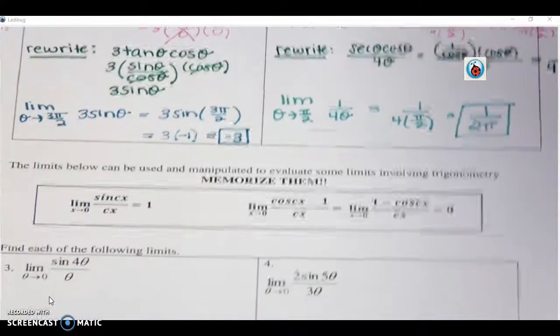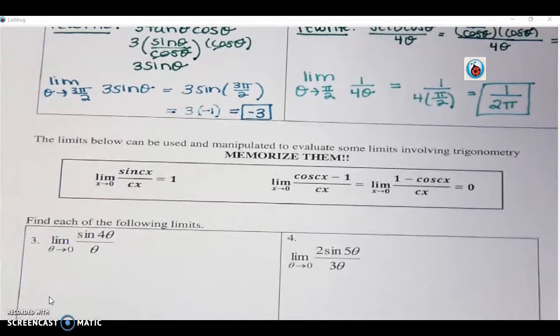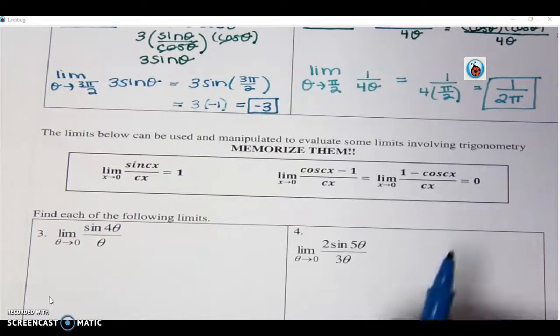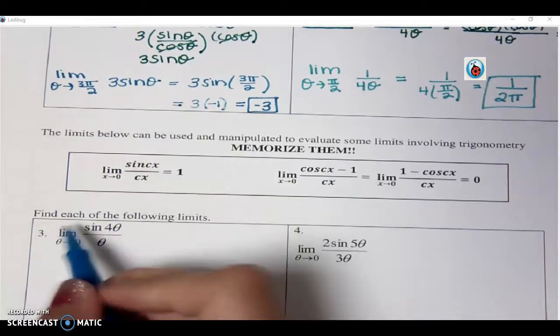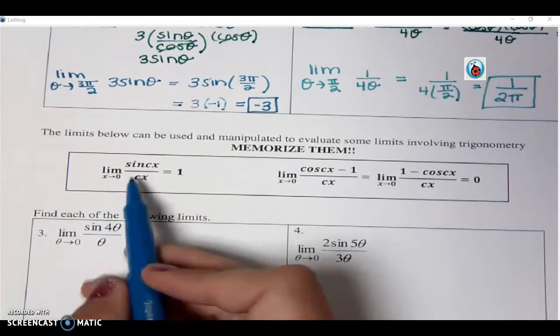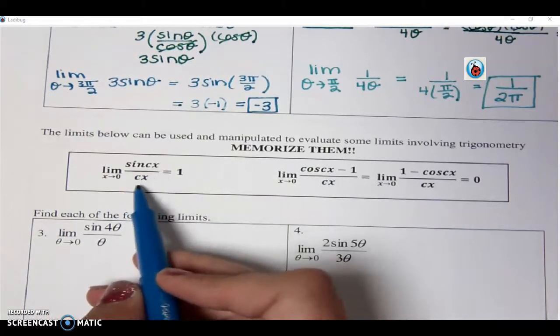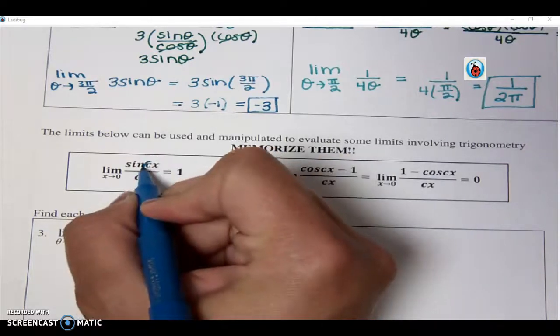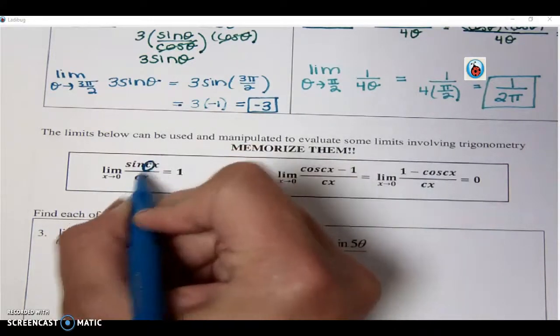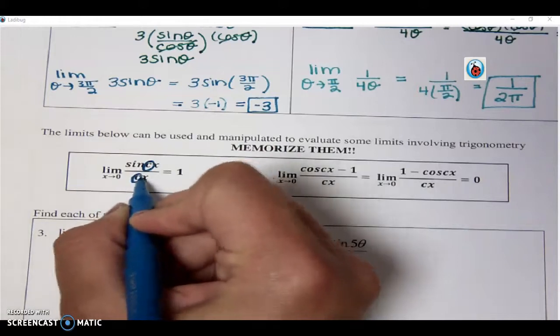Okay, so for the next part, there are two, or really three, limits that you need to memorize. And I'm going to show you how easy it makes things once you memorize them. So the first one is the limit as x approaches 0 of sine of cx over cx equals 1. This c stands for a constant. So let's say the constant is 3. You just have to have the 3 there, and you have to have it in the denominator for this to work.